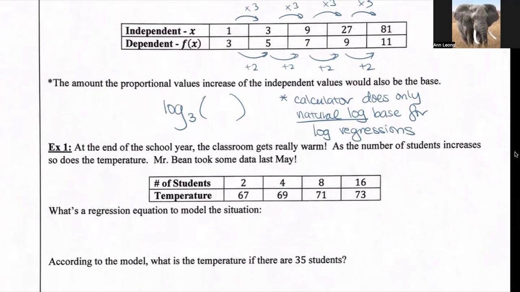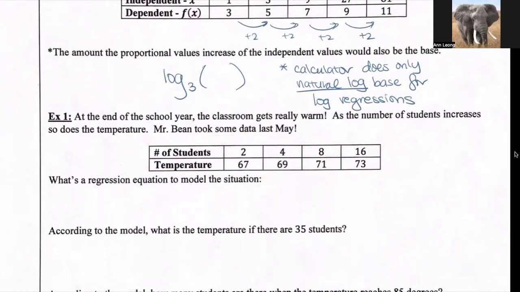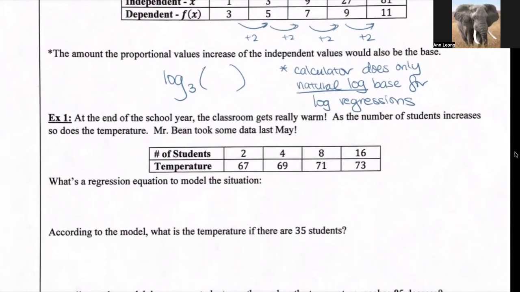So example 1: at the end of the school year, the classroom gets really warm. As the number of students increases, so does the temperature. So here's some data Mr. Bean took last May. What's a regression equation to model the situation?